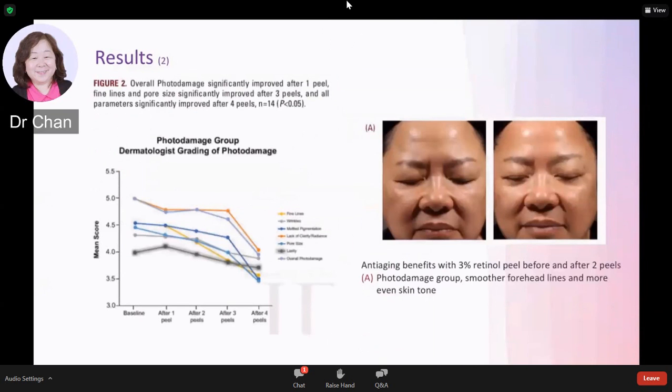So these are the results. In the photo damage group, the overall photo damage effect was significantly improved after 1 peel. Fine lines and pores were significantly improved after 3 peels, and all the parameters were significantly improved after 5 peels, as shown in this graph. A photo showing one of the patients from the photo damage group. After 2 peels, she obtained smoother forehead lines and more even skin tone.